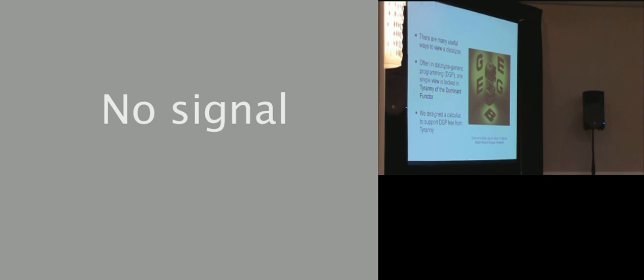This is the bird's eye overview of the talk. There are many ways to view a data type, and many of those ways are actually useful. In data-type-generic programming, however, one often gets locked into one single view, and it is not so easy to apply these wonderful abstraction techniques in generic programming to all the other views on a data type. And what we did is that we designed a calculus with equirecursive types so that we can investigate this problem and propose a solution for it. The problem we call the tyranny of the dominant functor, and we will see why it is called that way.